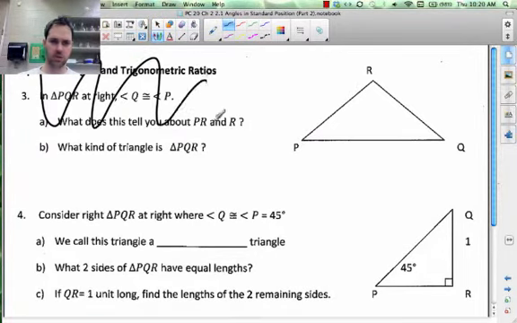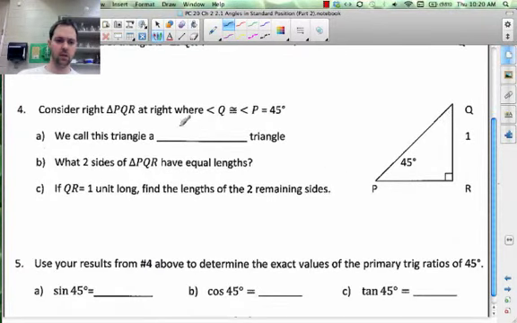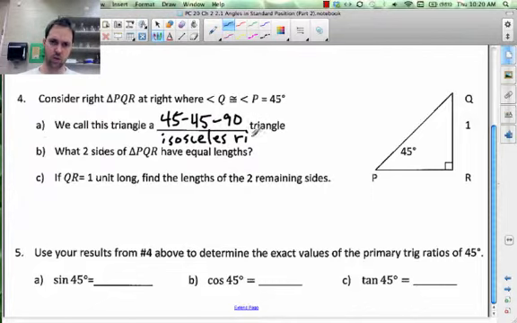We're just going to go ahead and skip this part. It's not super relevant to what we're doing, but let's go down and look at our 45, 45, 90 triangle here. And this 45, 45, 90 triangle is also technically called an isosceles right triangle.